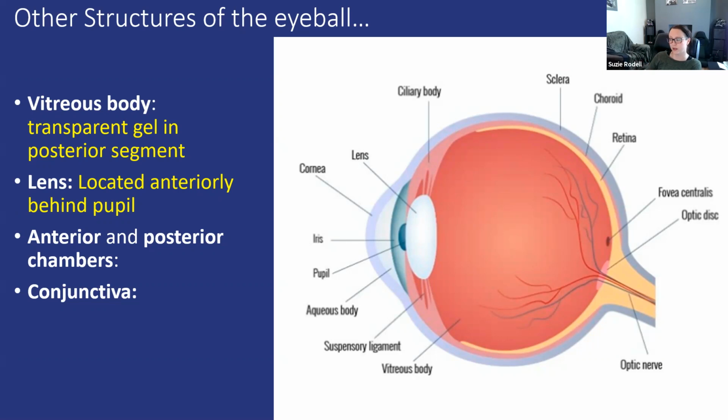It helps to keep the eye and the inner eyelids moist and lubricated. Hence conjunctivitis. When it gets inflamed, the eye gets a bit dry and a bit gritty, and what they're feeling is the dry inner surface of the eyelids.